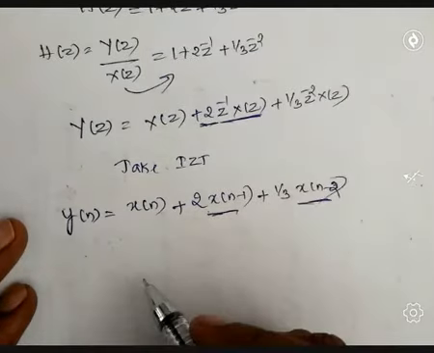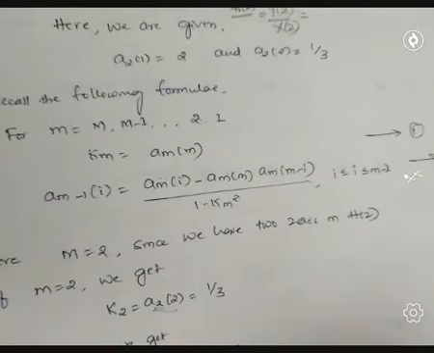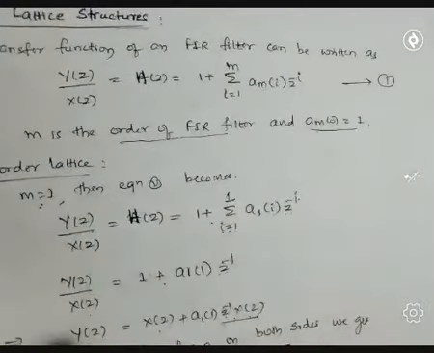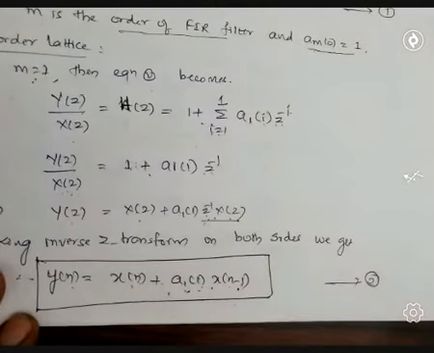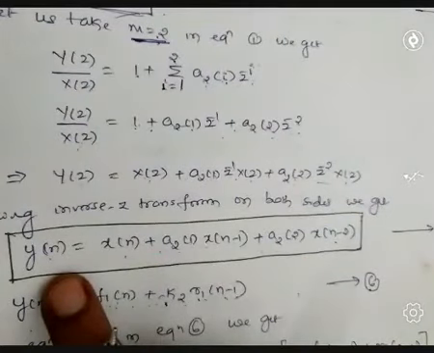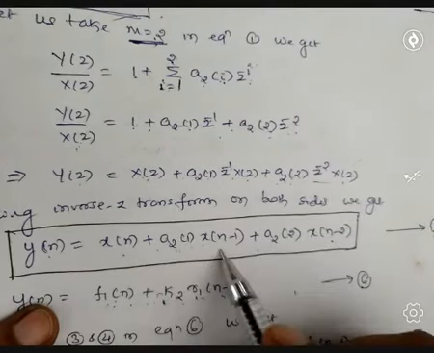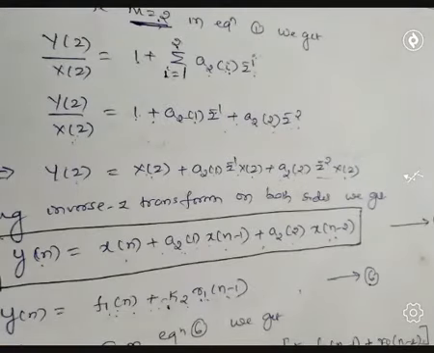So what does this indicate? If you compare with the standard format, which we already discussed, for the first order it is y of n equal to x of n plus a1 of 1 x of n minus 1. For the second order we got y of n equal to x of n plus a2 of 1 x of n minus 1 plus a2 of 2 x of n minus 2. Let us do the comparison of these two equations.